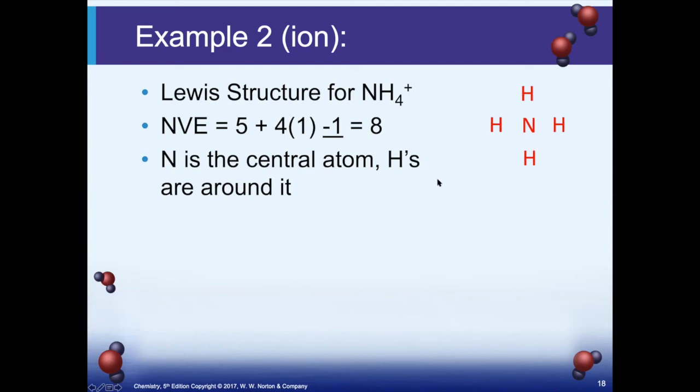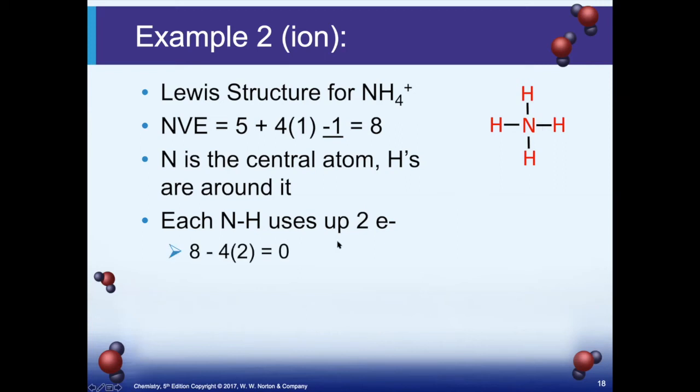And so now I'm going to just connect everybody. The next step says to connect all the peripheral atoms with the central atom. That's what those single bonds do. And so each one of those represents 2 electrons. So I subtract that from my total. So my total is 8, and I subtract from that 2, 4, 6, 8.